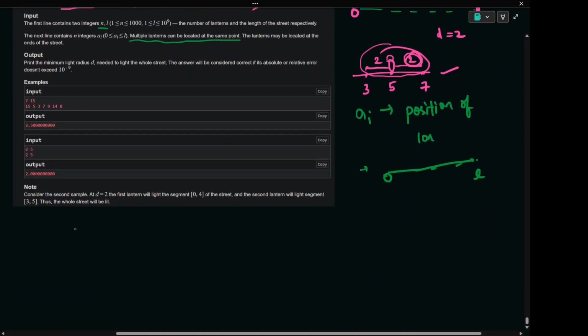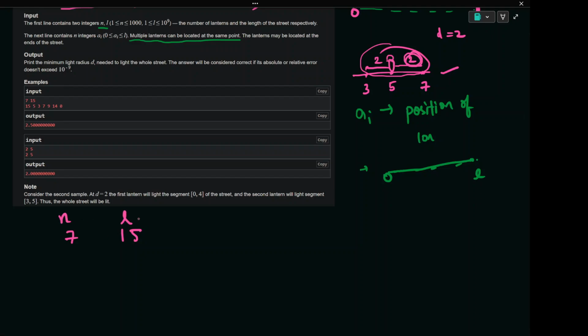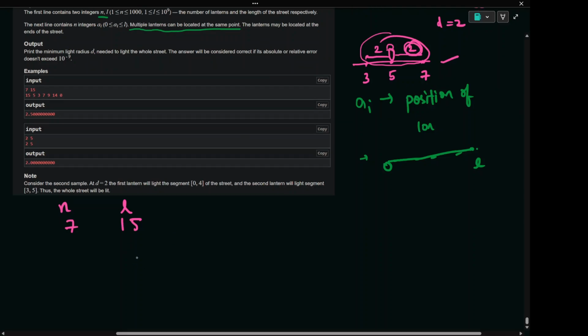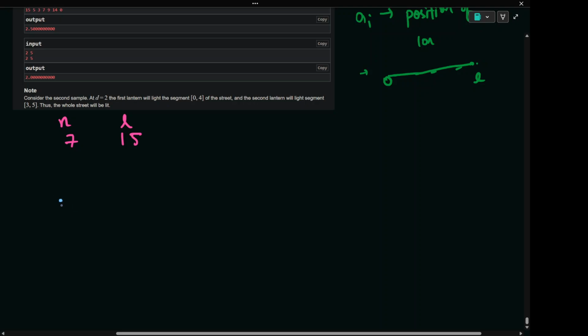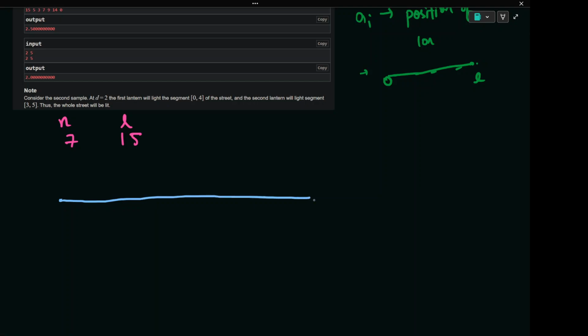Let's understand with an example here. Correct? Let's take 7 and 15. So n is 7, L is 15. So what will the coordinate axis be from to? What will be the length of the coordinate axis, guys? Can anyone answer? 8. Is it 8 from 7 to 15?